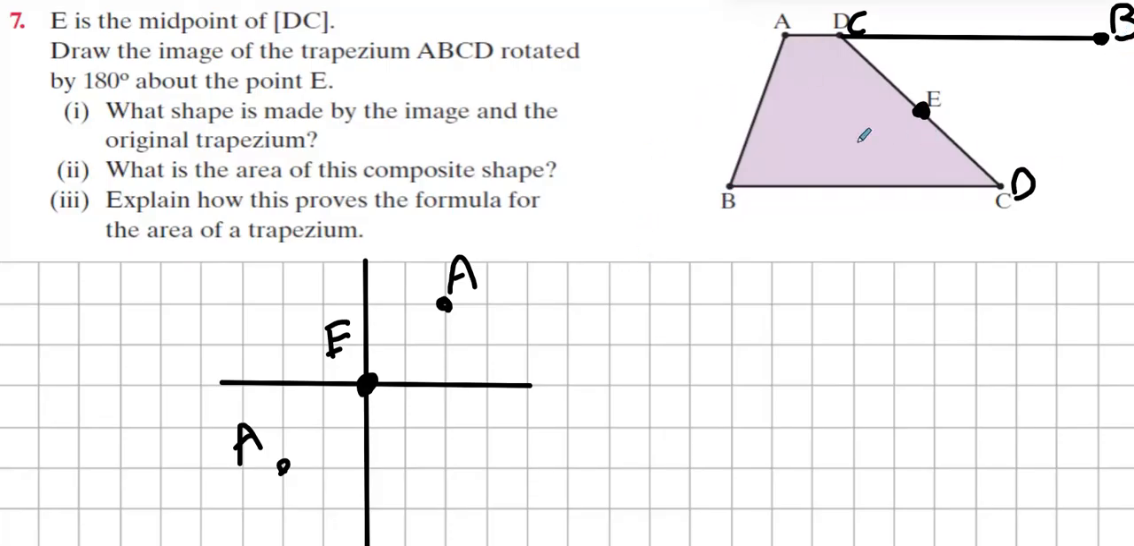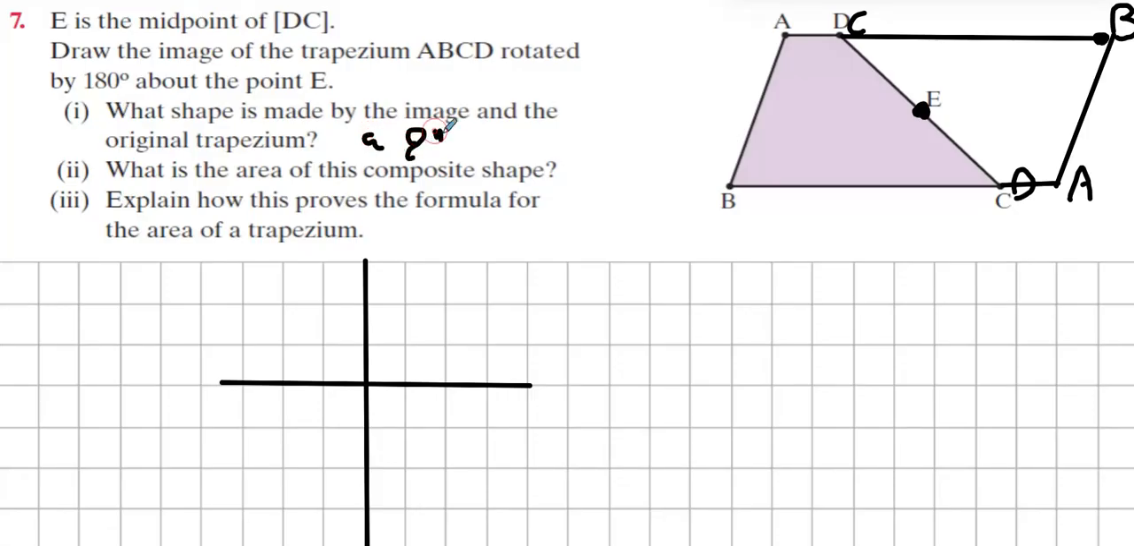Okay, and then D has to link with A, so that will put that there, and you'll be A. And then the AB, and what you said about the parallelogram is setting the ring through here, isn't it? So it turns into a parallelogram. Yeah, good job. So that's it. Rotate it 180 there. Okay. Now, what shape is made by the image and the original trapezium? A parallelogram.